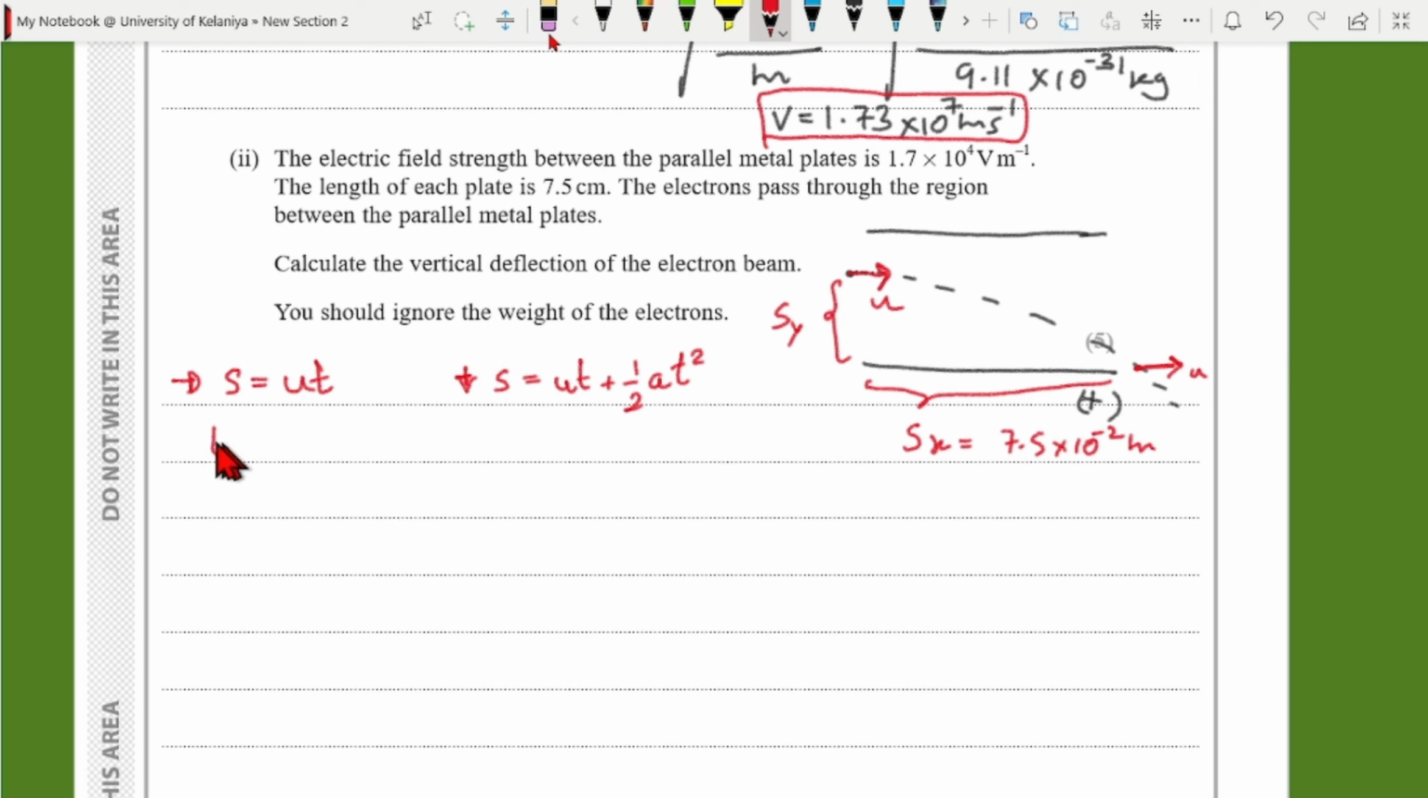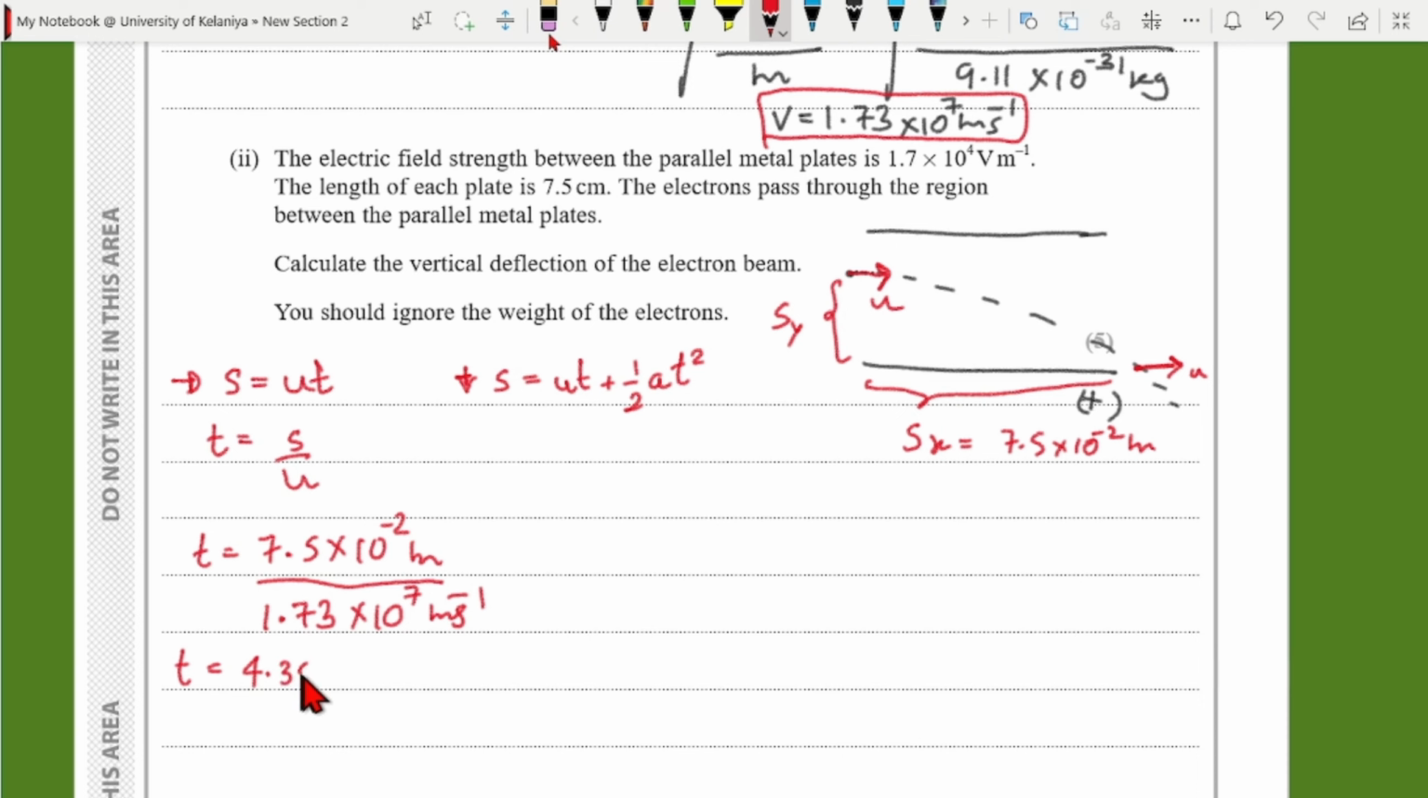Here we want to find t, which is equal to s over u. What is s? It is 7.5 times 10 to the power minus 2 meters, and over u, which we have already calculated, it is 1.73 times 10 to the power 7 meters per second. If you calculate this one, what you will get for t is 4.34 times 10 to the power minus 9 seconds.